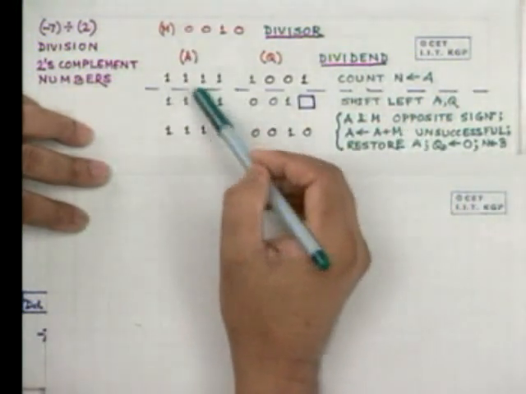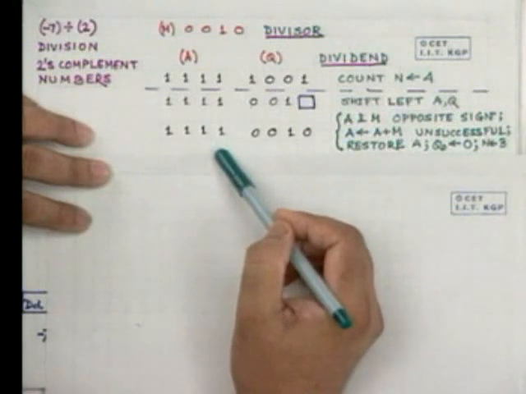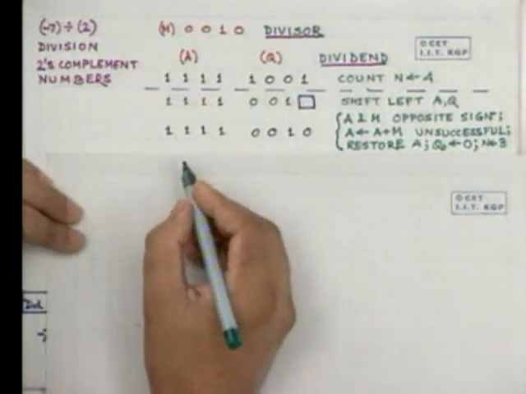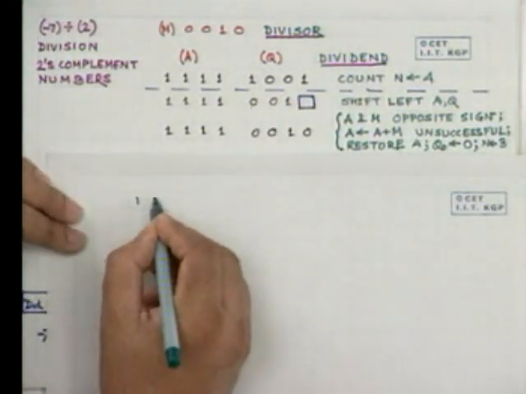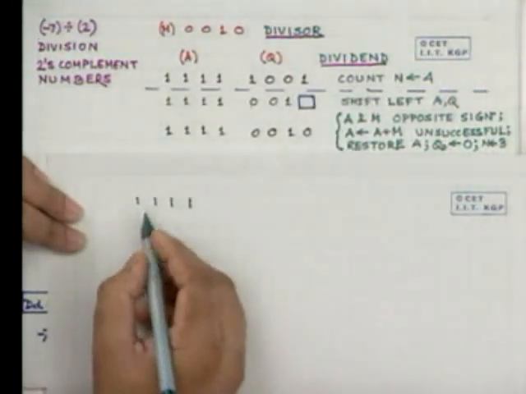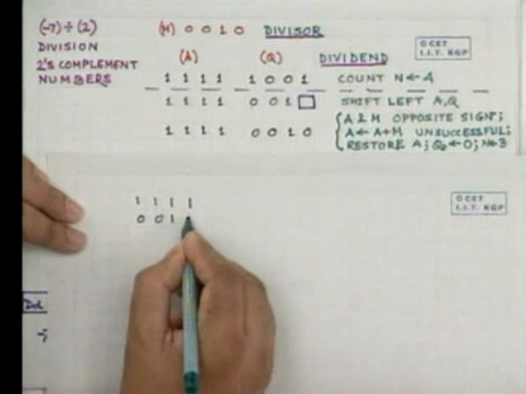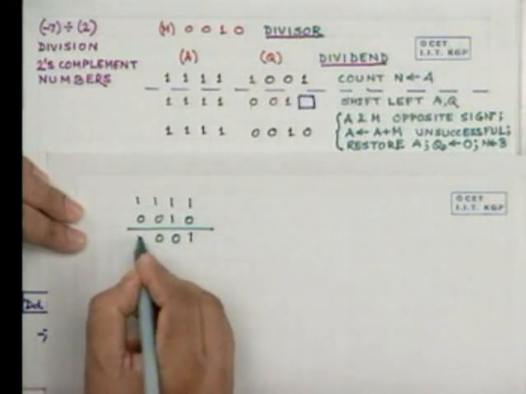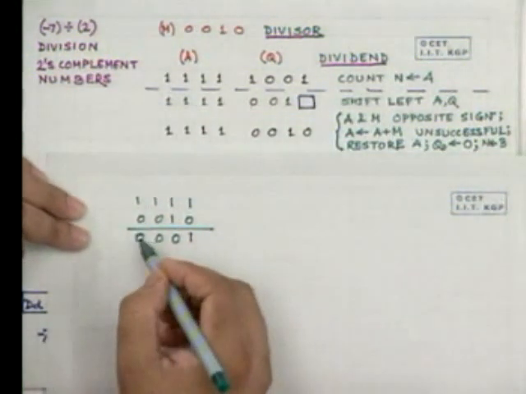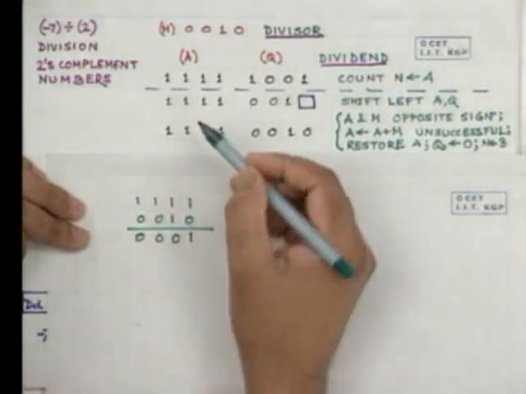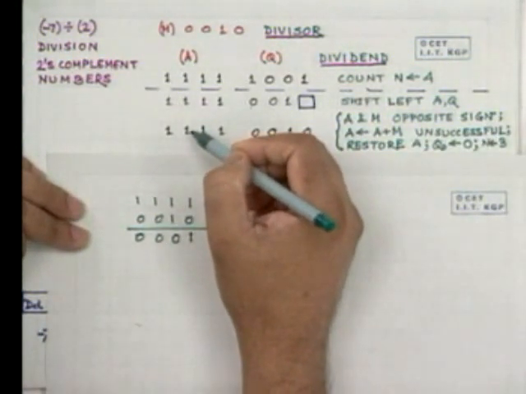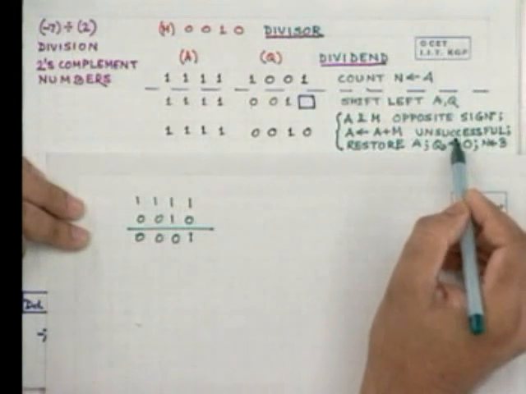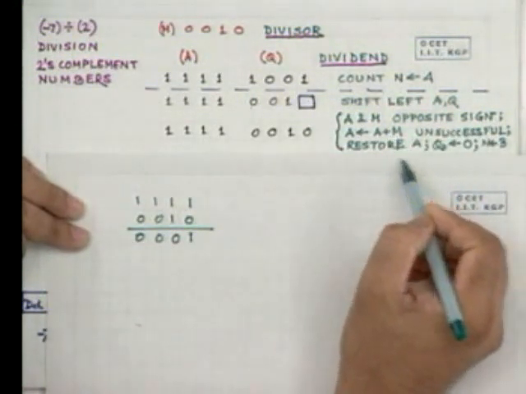Now, A and M are opposite sign, and therefore we do the operation A plus M. Now, as soon as we do that operation A plus M, let's see what happens. A is 1, 1, 1, 1, and M contains 0, 0, 1, 0, and if we add, you see that it will be 1, 0, 0, 0. The operation is unsuccessful because the sign of the A register changes. As soon as the sign of the A register changes, we know that operation is unsuccessful, and therefore we restore the value of A.